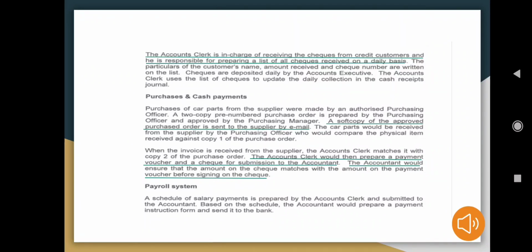And then the third one is in the second paragraph. A soft copy of the approved purchase order is sent to the supplier by email. And then, in the third paragraph, the account clerk would then prepare a payment voucher and a check for submission to the accountant. And the last weakness is the accountant would ensure that the amount of the check matches with the amount on the payment voucher before signing on the check.